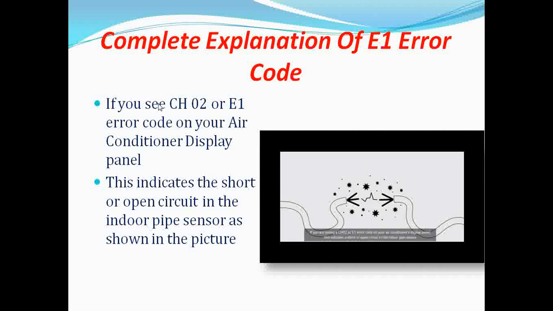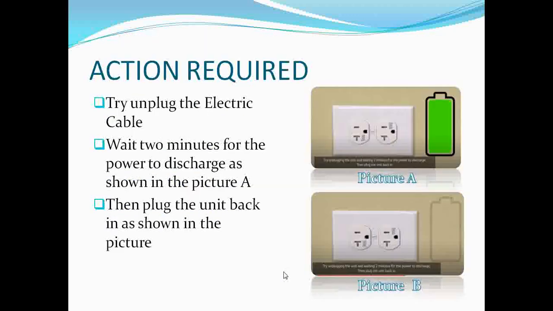So we will discuss completely. If you see the E1 error code on your air conditioner display panel, this indicates a short or open circuit in the indoor pipe sensor, as shown in the picture. What is a short circuit? You can see this, your wire is broken. After a short circuit, this wire will be broken from inside, so it will not pass the power to the next cable to the sensor. So this is the issue of the E1 error code. You have to fix this issue.